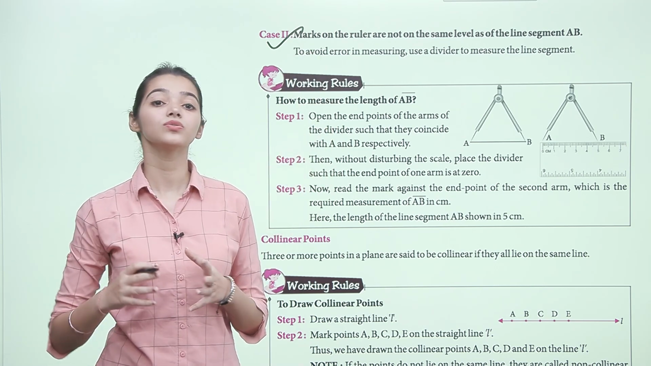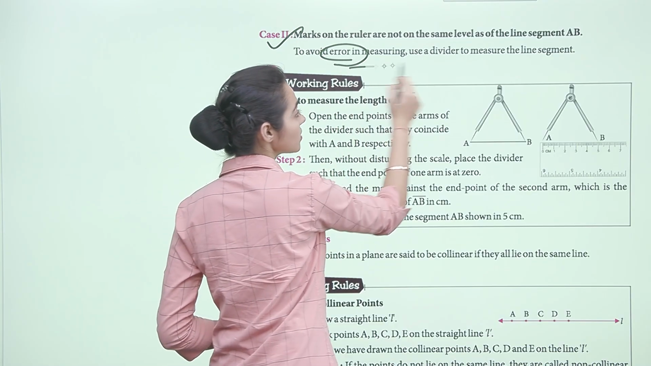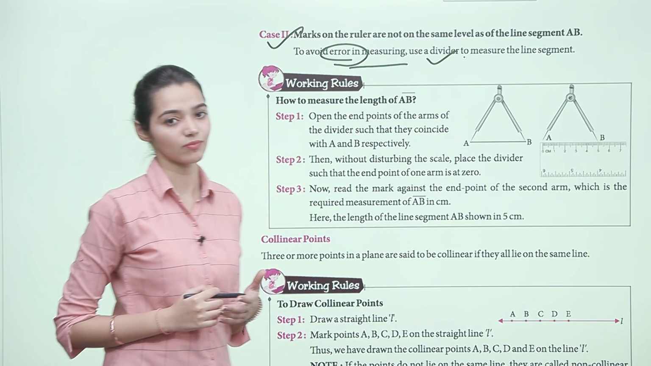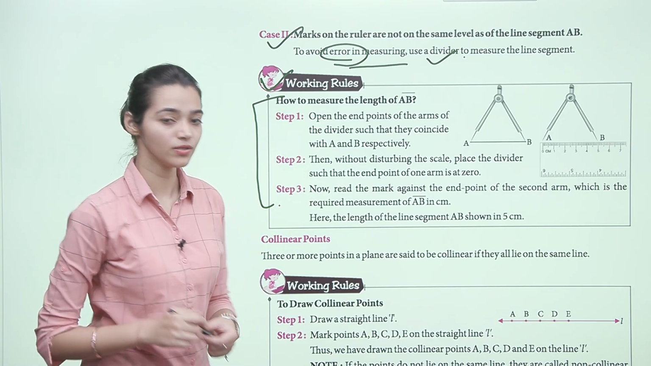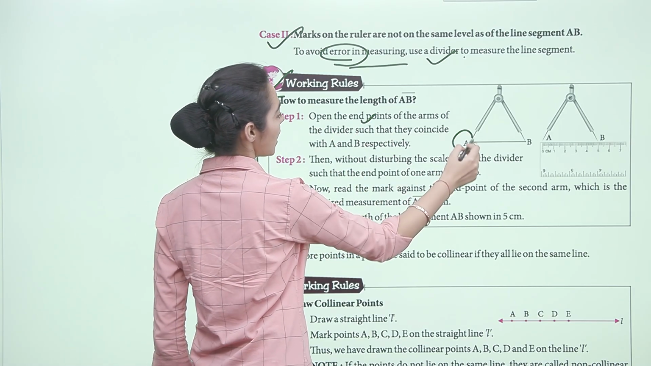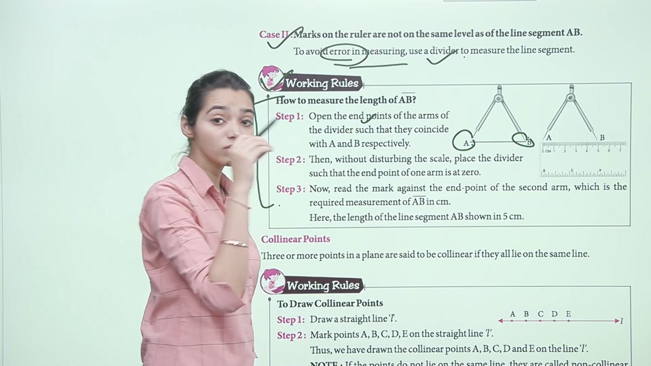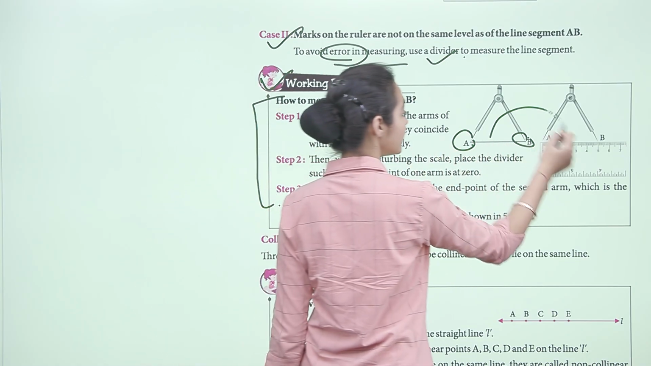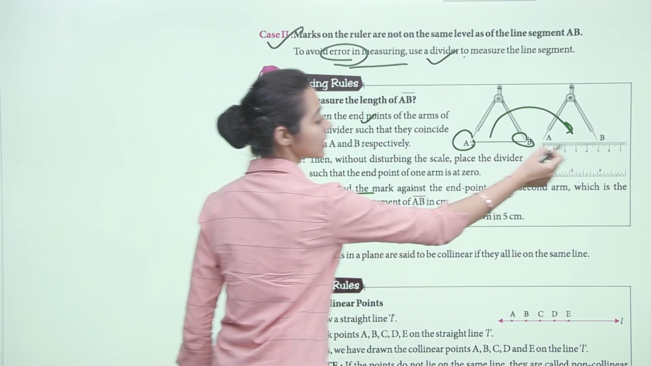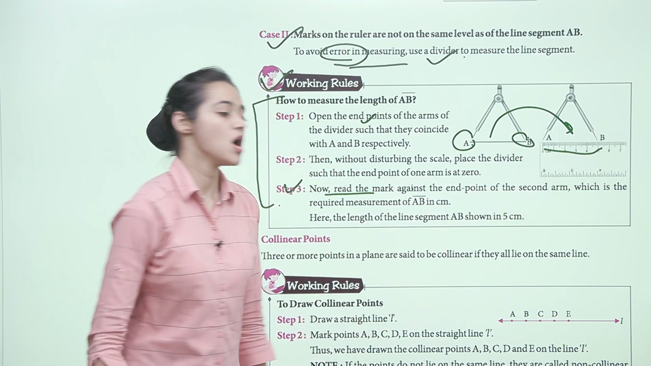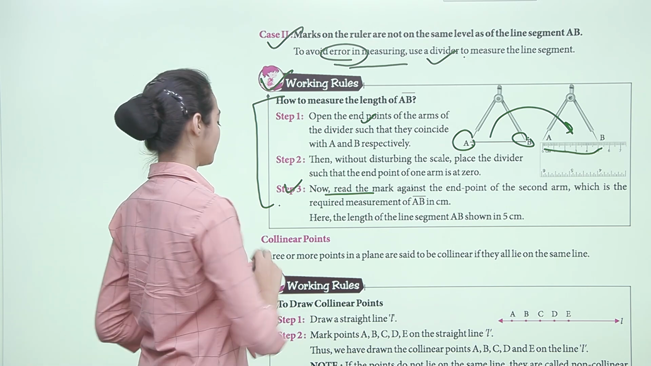Case number 2. Marks on the ruler are not on the same level as line segment PQ. To avoid error in measuring, we will use a divider to measure the line segment. Here are the working rules for how we can measure the length of AB. Firstly, we will open the arms of the divider such that they coincide with A and B exactly. After that, without disturbing the opening, we will place the divider on the scale, and then we will read the mark against the endpoint, and it is 5 centimeters. So the length of the given line segment AB is 5 centimeters.